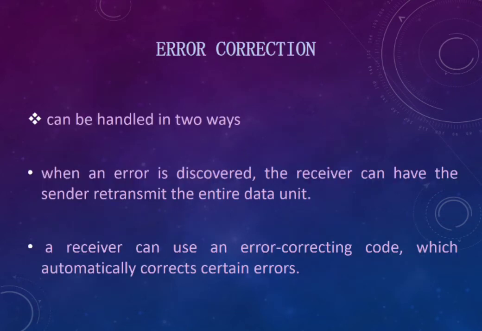So we are reaching our second main part, error correction. It can be handled in two ways. First, when an error is discovered, the receiver can have the sender retransmit the entire data unit. Second, a receiver can use an error correcting code, which automatically corrects certain errors.